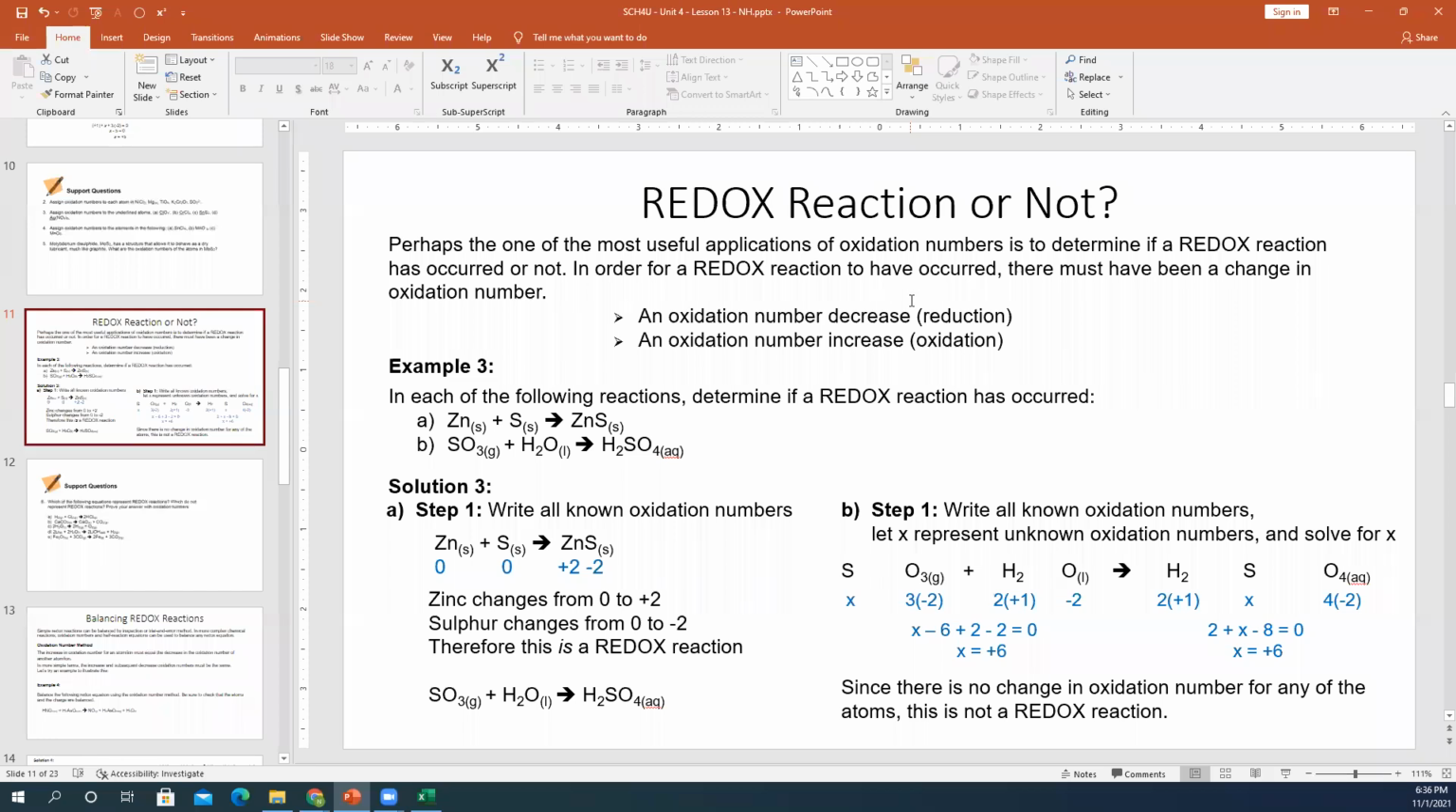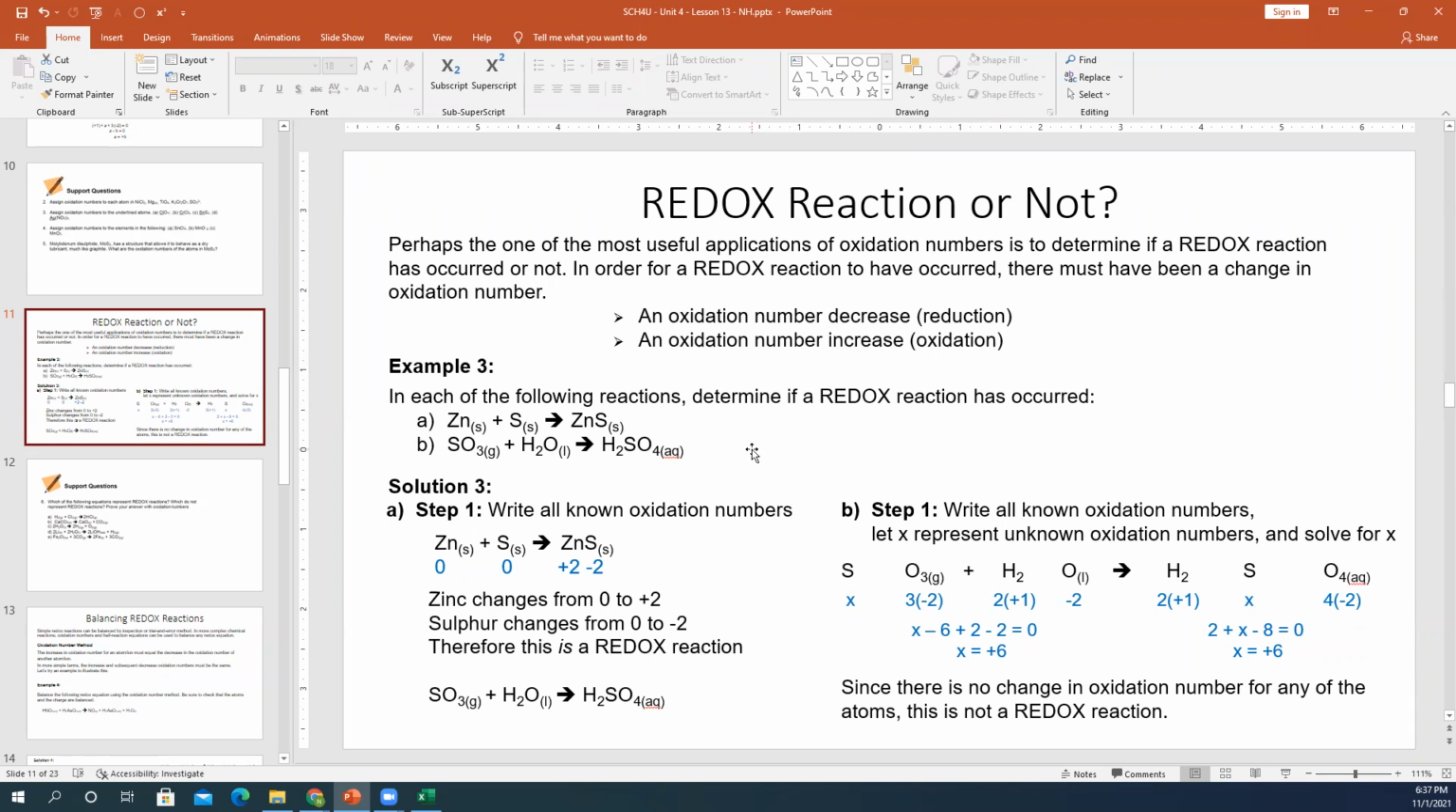So how do you figure out whether a reaction that you're looking at is a redox reaction or not? It will be very useful to figure out if a reaction is a redox reaction or not. In order for a redox reaction to have occurred, what needs to have happened? There must be a change in the oxidation number. So either the oxidation number has decreased or the oxidation number has increased. If the number has decreased, then you know that there's been a reduction. If the oxidation number has increased, you know that there has been an oxidation.